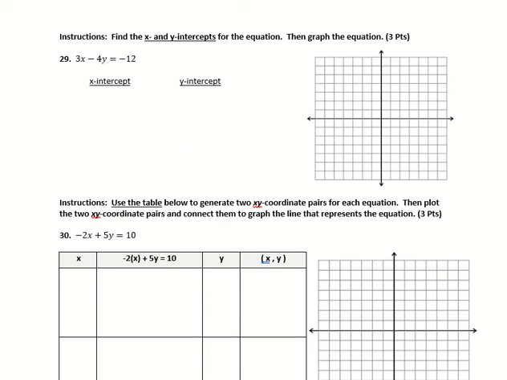Instructions. Find the x and y intercepts for the equation. Then graph the equation. Number 29. 3x minus 4y equals negative 12. And we have a space for figuring the x-intercept, a space for figuring the y-intercept, and a coordinate plane for graphing the equation using the intercepts.